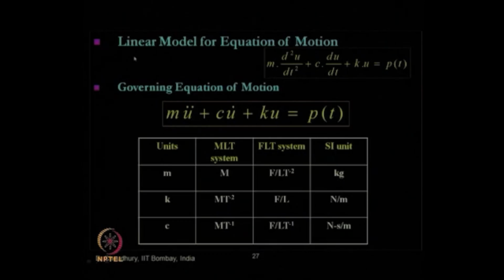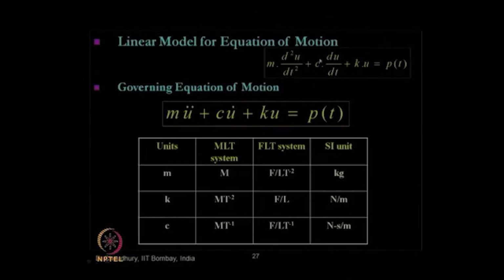Hence, if we write the linear model for the equation, we have to make sure that the mass is not changing with respect to time. If mass changes with respect to time, we cannot write it simply like this, because in that case mass also will be a variable which changes with respect to time. For example, like a rocket, when we are designing, we cannot write it in this easy or simple format.